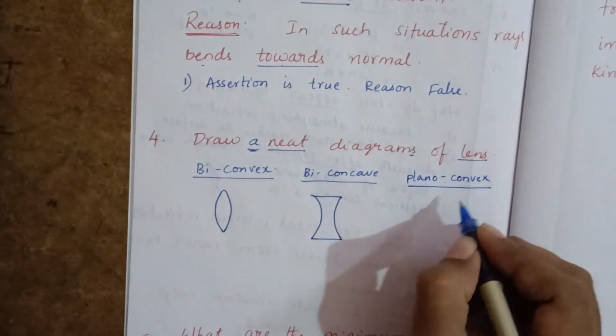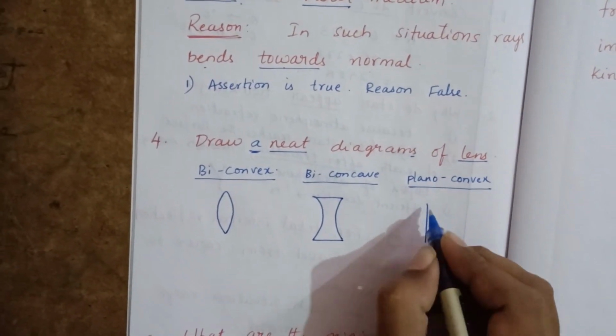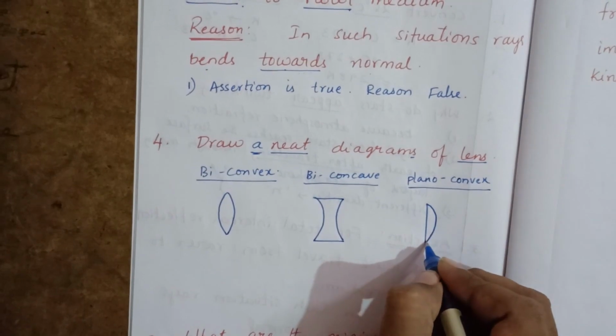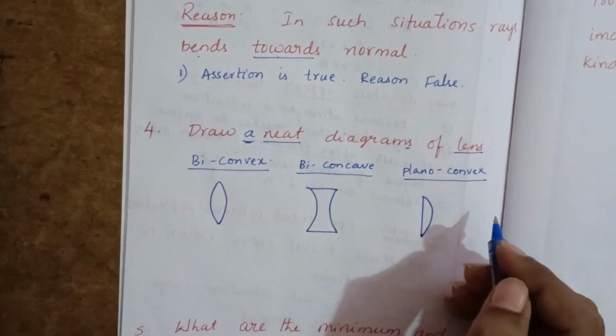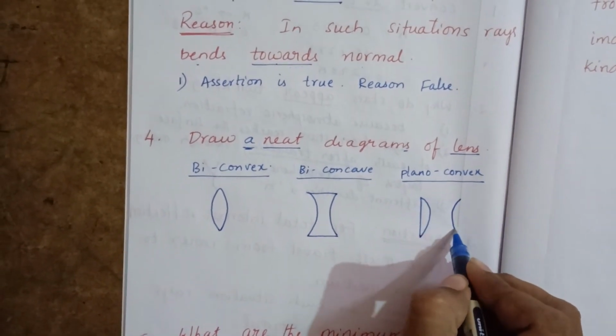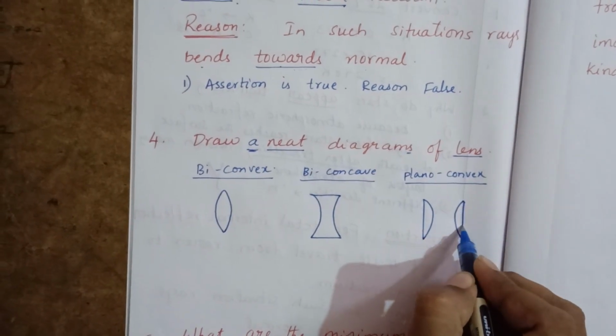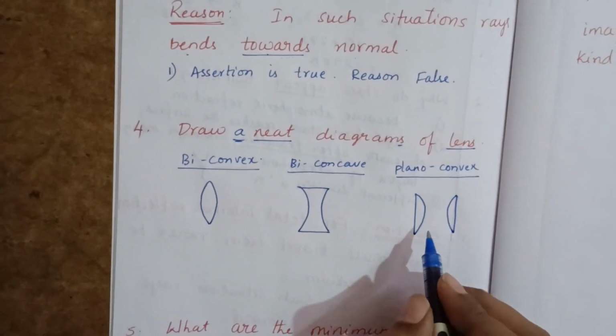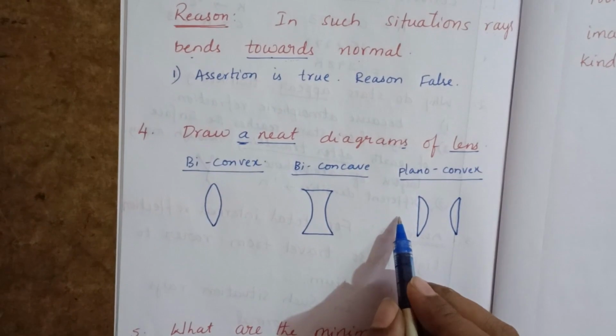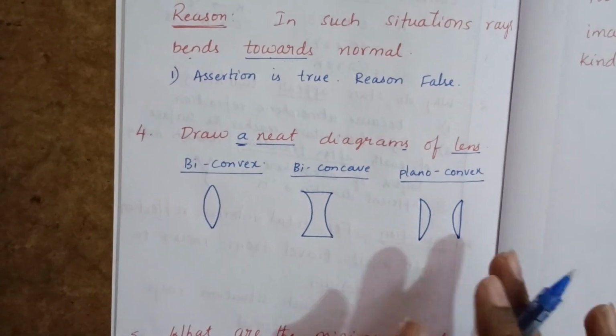Plano-convex means one side plane surface, second side convex surface. We should draw like this also. One side plane, other side convex. There is no restriction. The first side can be convex or the first side plane, either way it will be fine.